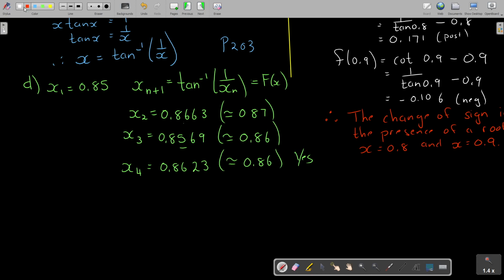And so I just end by saying, therefore, correct to 2 decimal places, x is equal to 0.86. And that's how you do it.